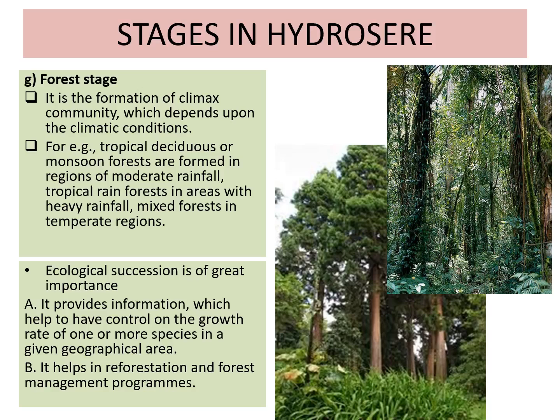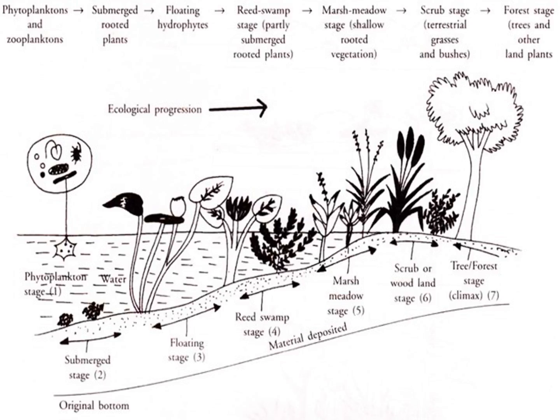Ecological succession is of great importance. It provides information which helps to have control on the growth rate of one or more species in a given geographical area. It helps in restoration and forest management programs. So, in this way, the hydrosere proceeds from phytoplanktons to submerged rooted plants, floating hydrophytes, reed swamp stage, marsh meadow stage, shrub stage, and forest stage.